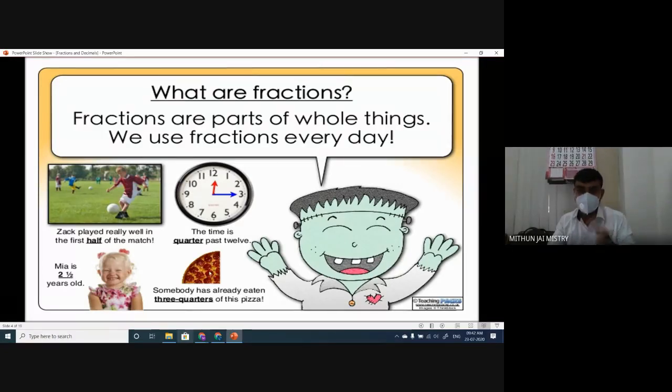Then this is a slice of pizza. Already 3/4 has been eaten by somebody. 3/4 means 3 by 4. 3 by 4 is eaten by somebody. And what is left? Only 1 by 4. So that is left for me, right? I will have it. Okay. So let me move ahead.